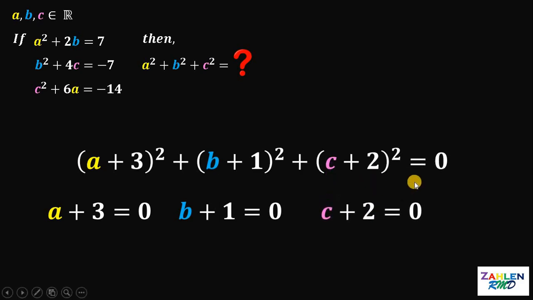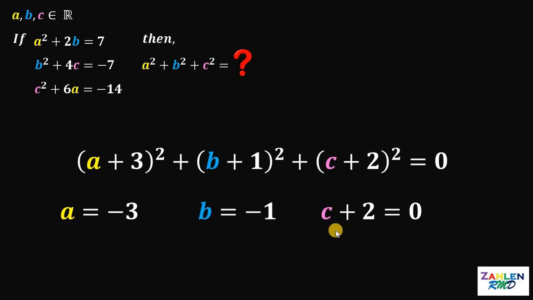Now, let's solve each equation. A plus 3 equal to 0 will give us a must be negative 3. In this equation, b must be negative 1. In this equation, c plus 2 equal to 0, c must be negative 2. Therefore, we found the value of a, b, and c.